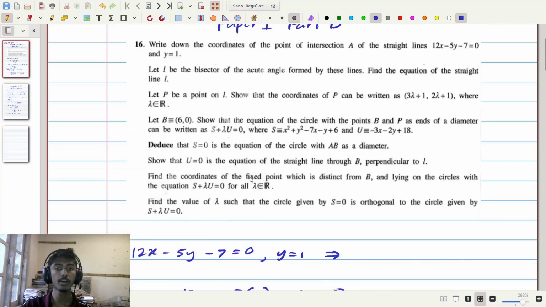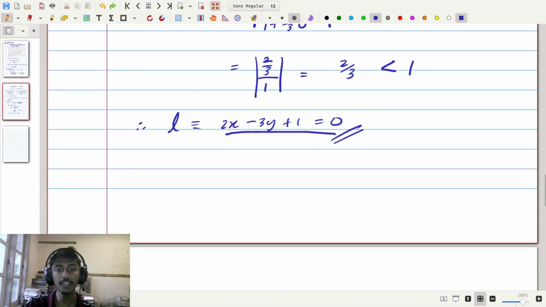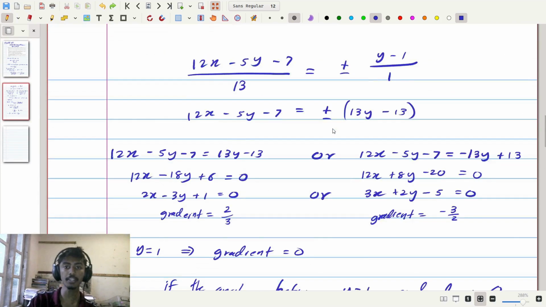Now moving on to the next part of the question, it says, let P be a point on L, and we are asked to show that the coordinates of P can be written as 3 lambda plus 1, 2 lambda plus 1, where lambda is a parameter and element of the real numbers. Now for this, we need to get this equation into a parametric form.